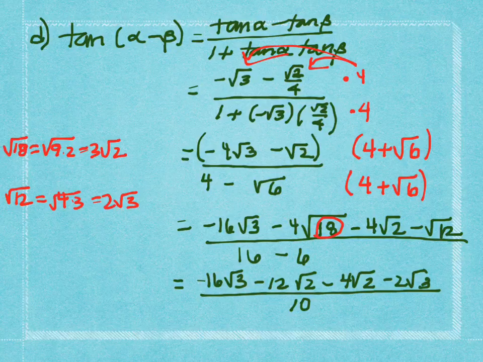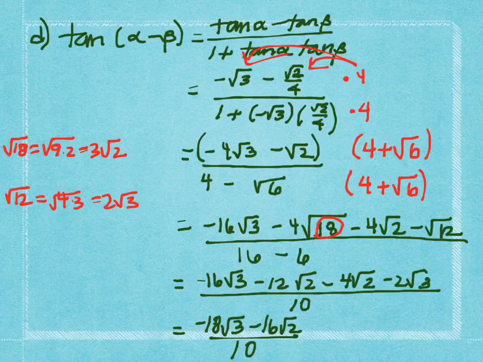Okay. I want to combine this negative 16 square root of 3 and this negative 2 square root of 3 for a grand total of negative 18 square root of 3. How about the square roots of 2? How many of those do I have? 12 here and 4 here. Negative 16. And it's still all over 10.